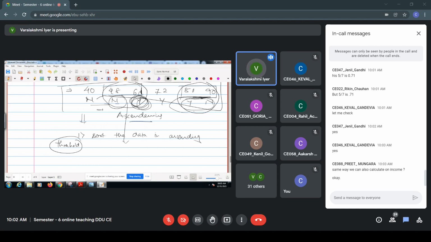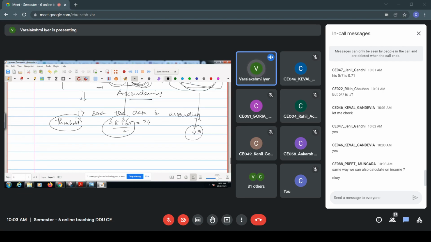So the threshold value, after using this, you have to do 48 plus 60 by 2, you have to consider the average of these two. So this will be something like 54, I think. And in this case, the threshold value will be 85. Okay. Are you getting it? So this is how you will calculate the threshold value. Now for each threshold value, you will calculate information gain.